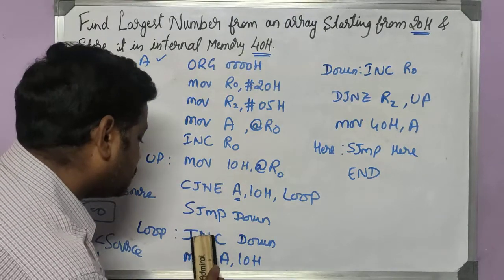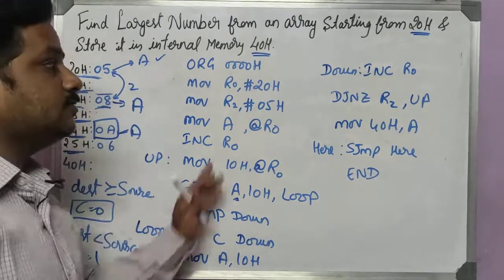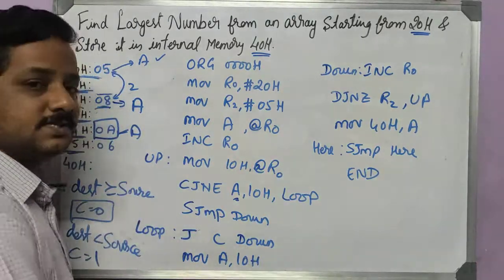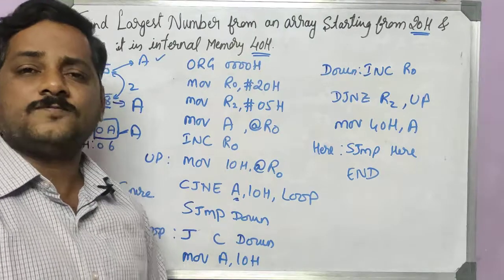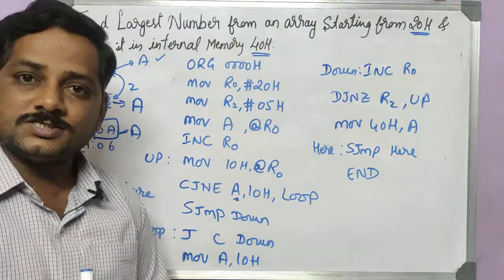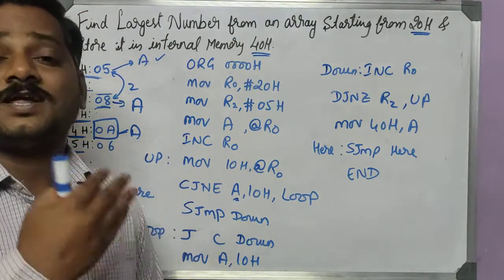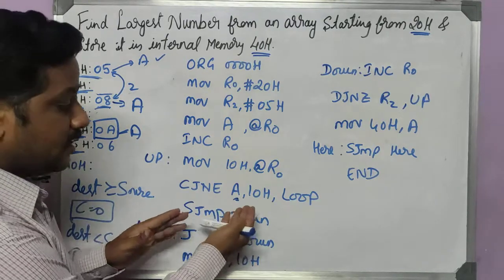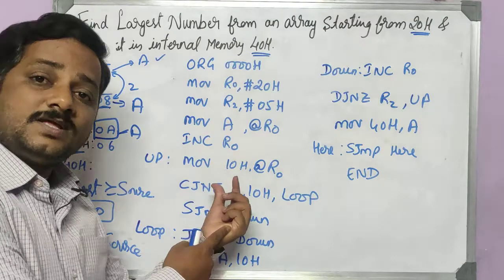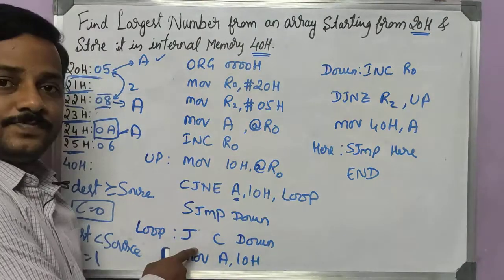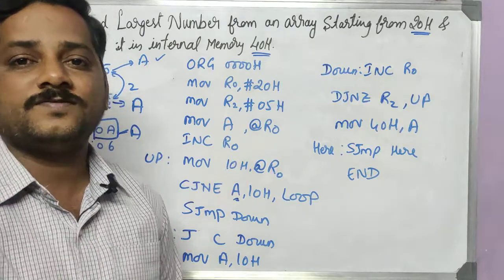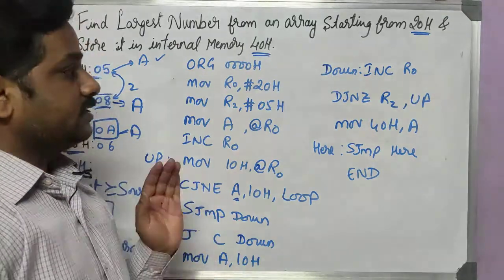If I just make this small change, this is going to become a program for the smallest number. Instead of JNC, if you use JC, that itself is a program for the smallest number. So apply this same concept and understand how it becomes the smallest number. Because when we compare, the smallest number will be available in the accumulator if you do this. So you analyze it and understand it. Then only you can become perfect with the programs. I hope this is clear.